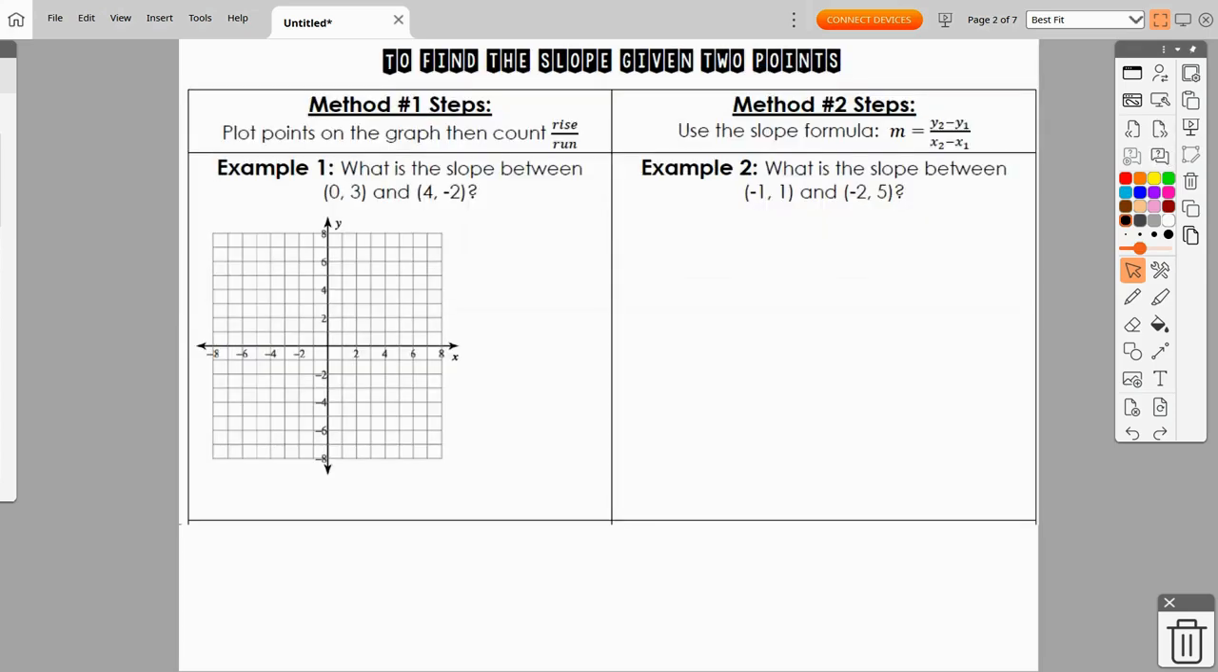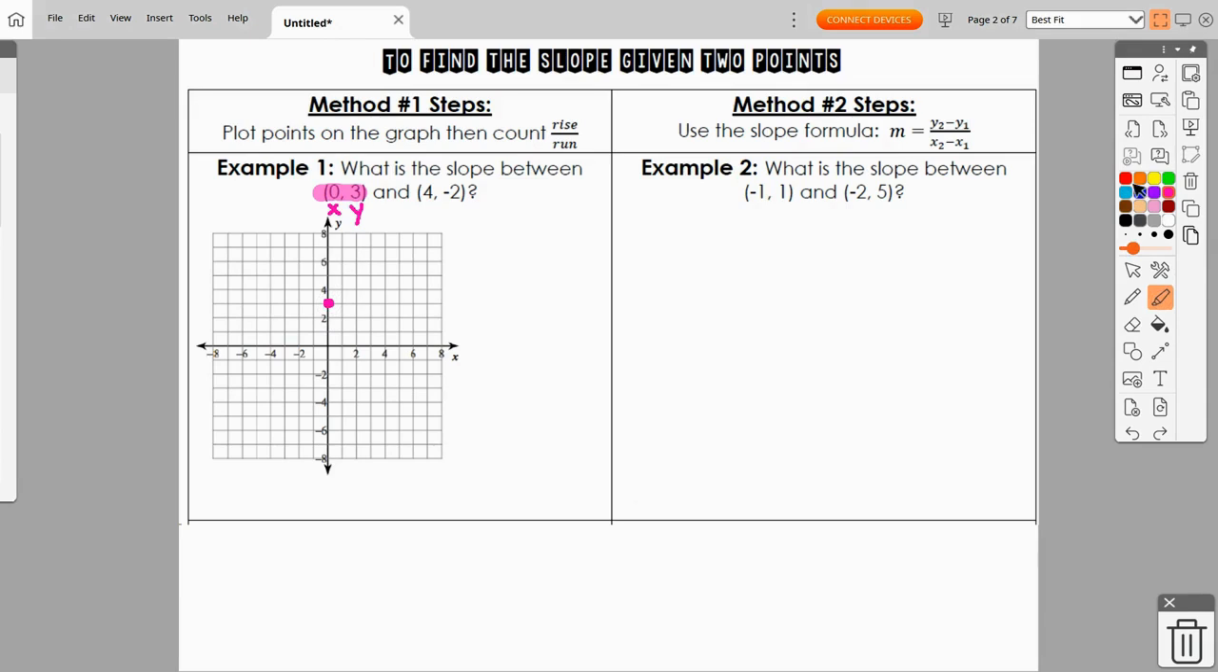Method number one to find a slope given two points is going to be plotting those points on the graph, then counting rise over run. So I'm going to go ahead and highlight my first point here. I'll highlight it in pink because I'm going to go ahead and place that point at 0 for x and 3 for y. Remember, your first coordinate's always your x, and your second coordinate's always your y.